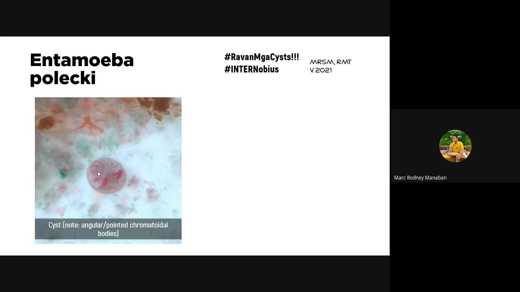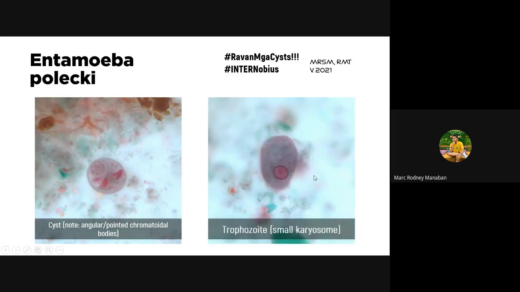Now, here is an example of your cysts of Entamoeba polecki. As you can see, the chromatoidal bodies are angular or pointed. And you also have here the trophozoite, which contains a small karyosome. It is quite small, you can hardly see it. So that's for Entamoeba polecki.